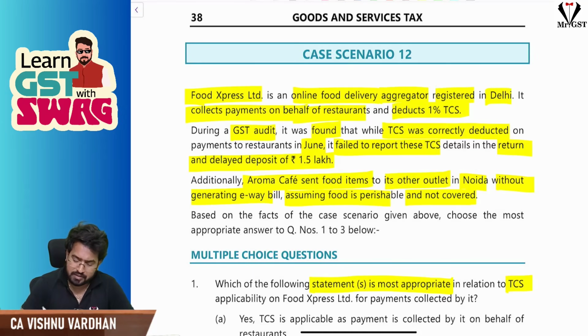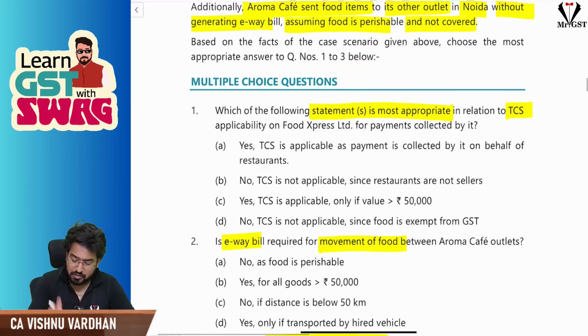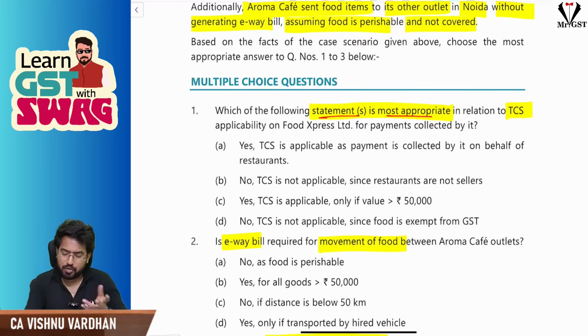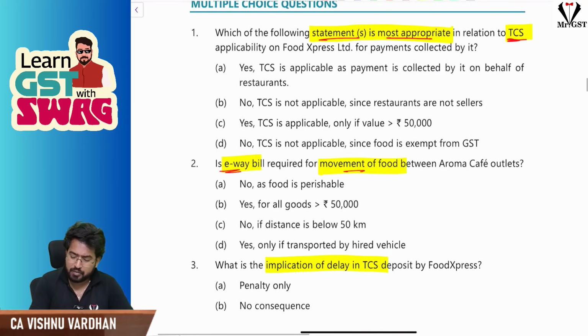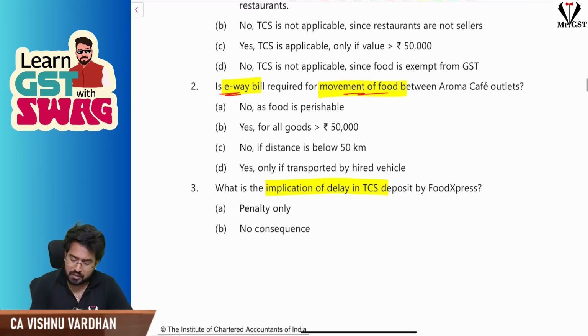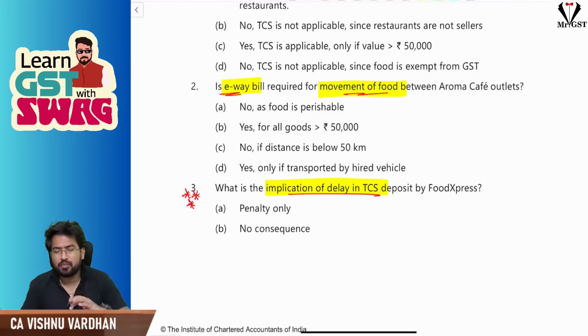So again, a small case scenario in this. First, what are the statements which are more appropriate here with respect to TCS is the question. Next, is e-way bill required for movement of food items is what another question. Next, what is the implication of delay in TCS? This is the unique question. Unique question means which you might have not seen anywhere actually like that, or not focused that way.